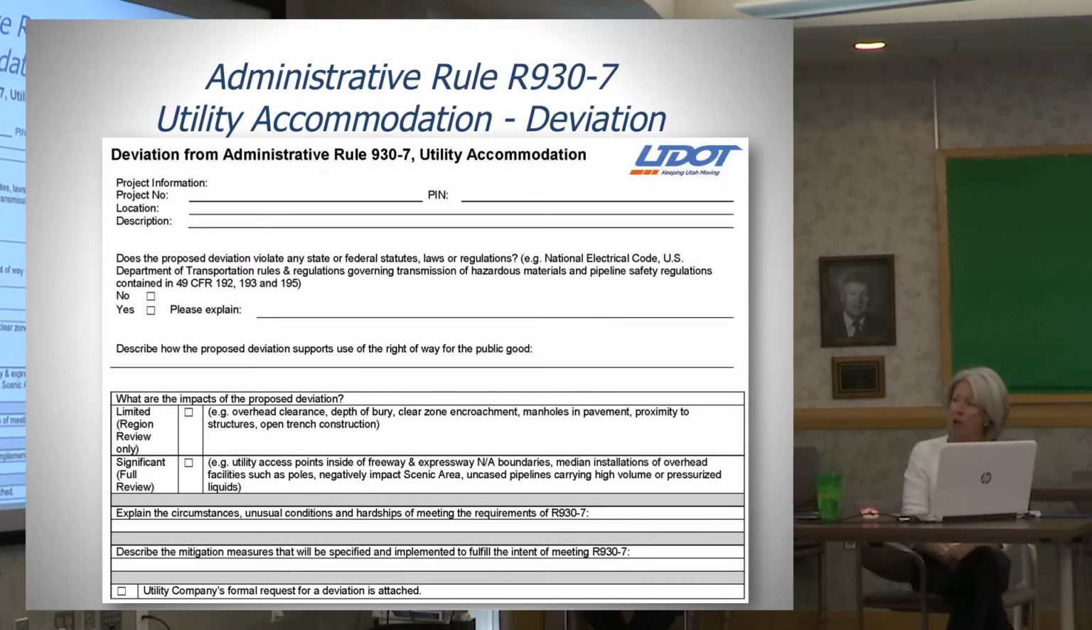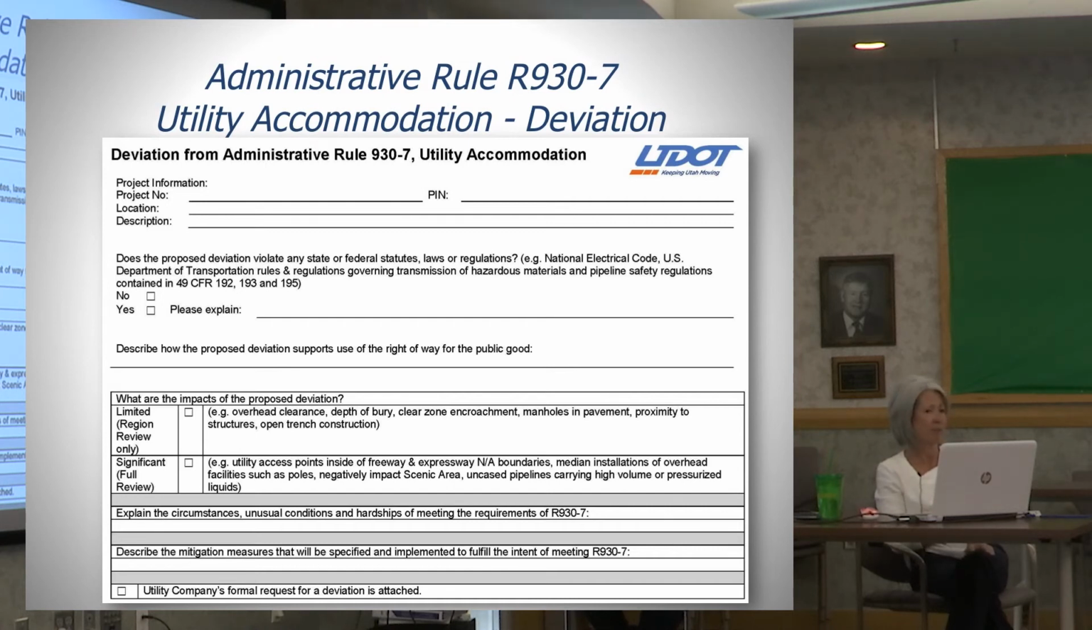This is only the top part of the form, but a form has been developed for project teams or utilities to use if they do want to have a deviation from a rule considered by UDOT. This is going to become important as time goes on.